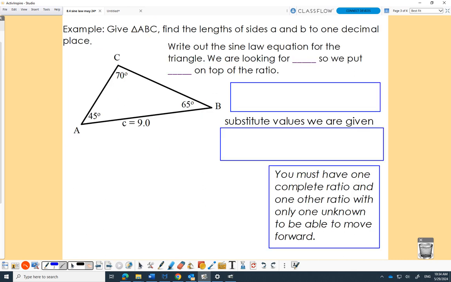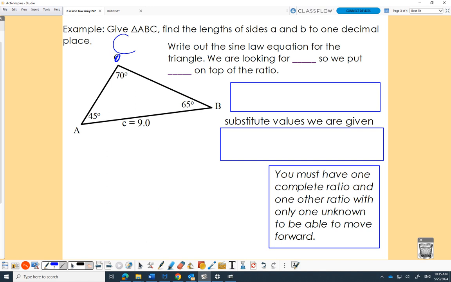Two examples and we go home. One, two, and we're done? It's pretty nice. If you're not convinced, wait till you see this actually in action. So, given triangle ABC, change that angle to a big C so you can see the difference. Find the lengths of side A and side B.